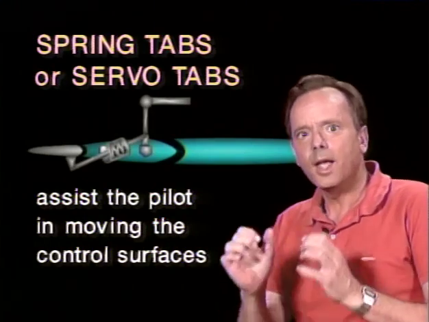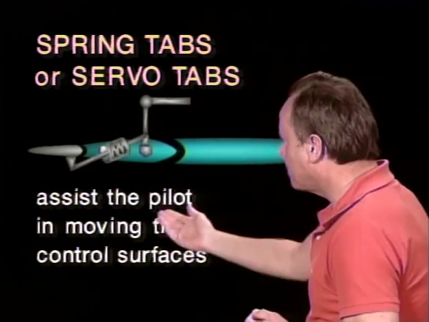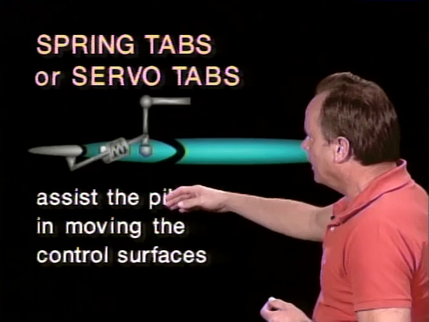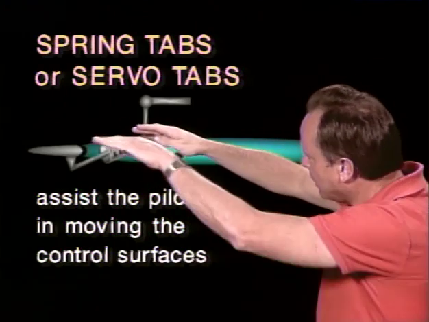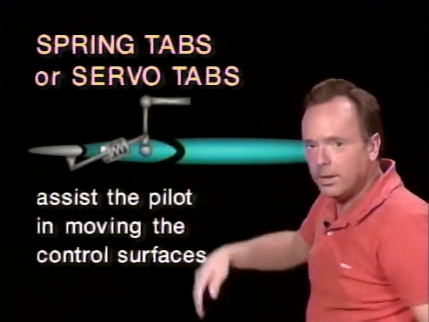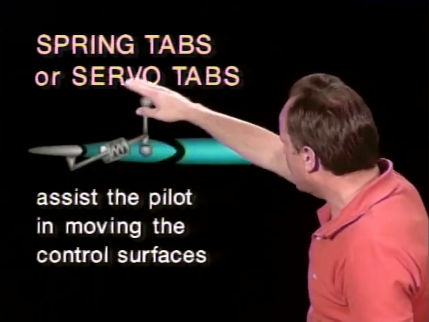Now both of these help the pilot, or assist the pilot, in moving the control surfaces. The way a servo tab works: if you want to move, for instance, the elevator up, the tab goes down and helps provide the force to move the elevator up. A spring tab is very similar.